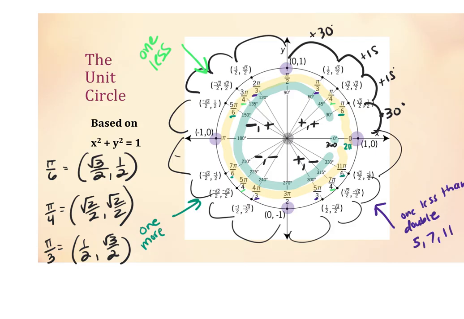Questions so far? Yeah. What did you say the fourth quadrant was? It was like 1 less than double, or 5, 7, 11, if you can memorize 1. But it's 1 less than double because if you keep going, right, you hit 2 pi, and that is double.